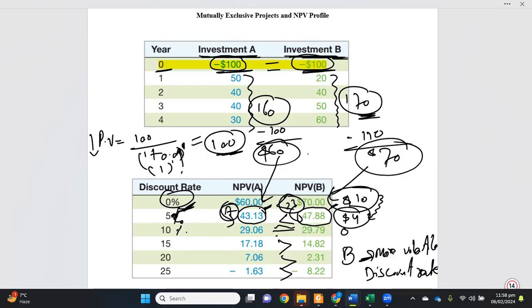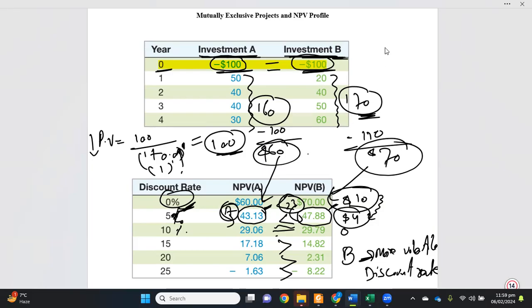And the same behavior happens as we move ahead. So why is this happening? Why this behavior? What's the reason? What's the root cause? Upfront, we can see that the inflows of project B are higher than the inflows of project A. But still, what is happening here?